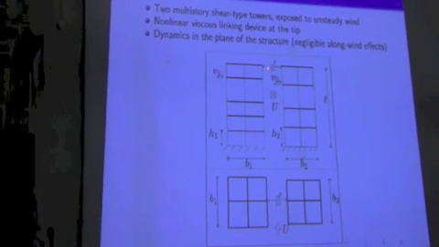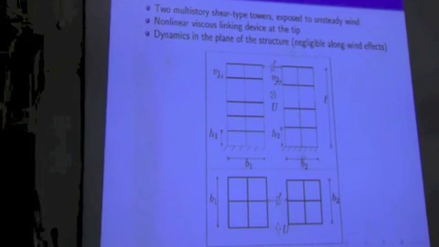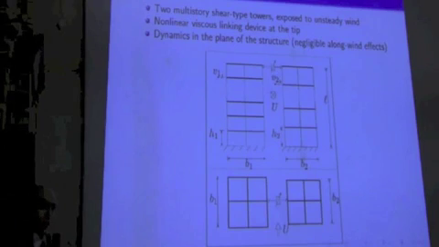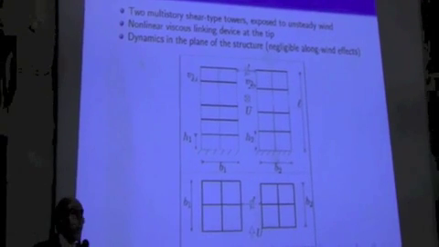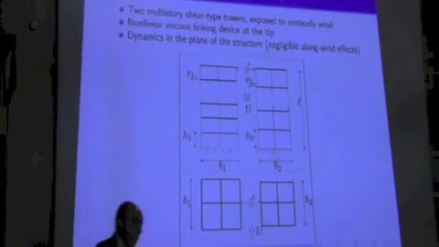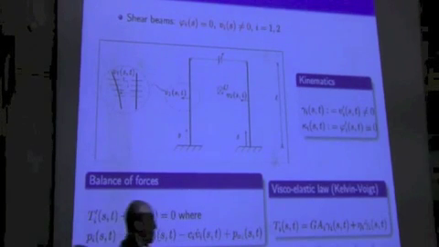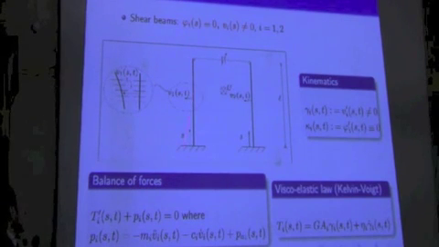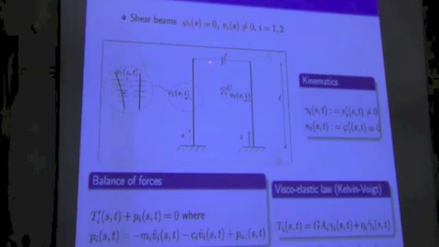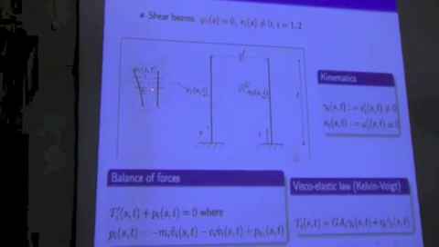And we apply the nonlinear viscous device here, and we want to study the dynamics in the plane of the structure. It means that we are considering just the lift force and neglect what happens along wind. To do so, we introduce a coarse model, which is constituted by two shear beams. It means that we are considering axis lines here, which are flexible, and rigid cross sections, which are able just to displace and not to rotate.